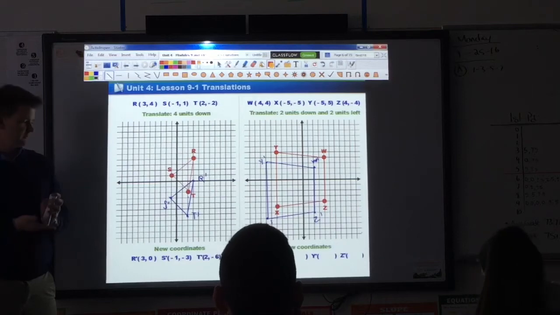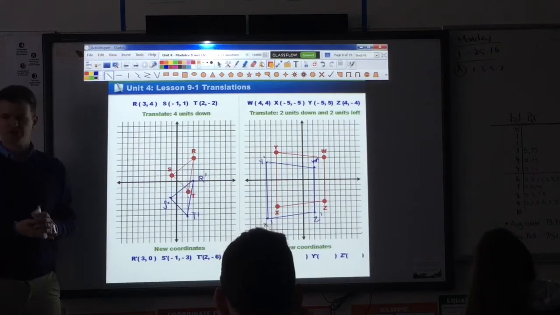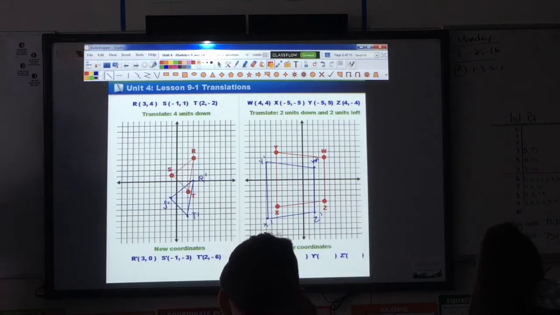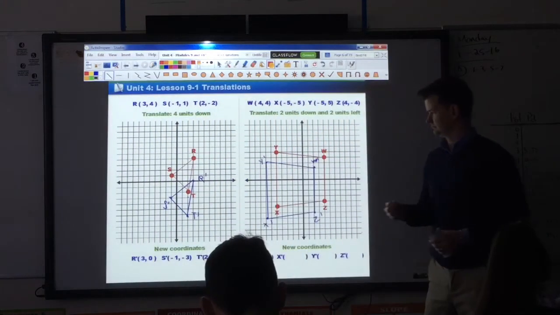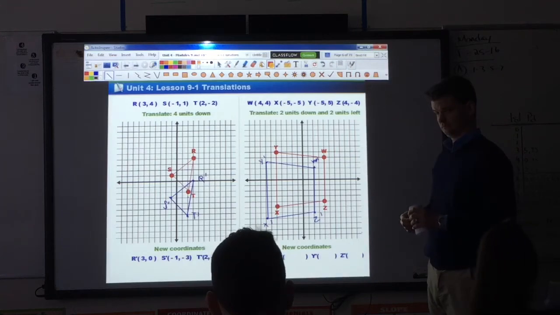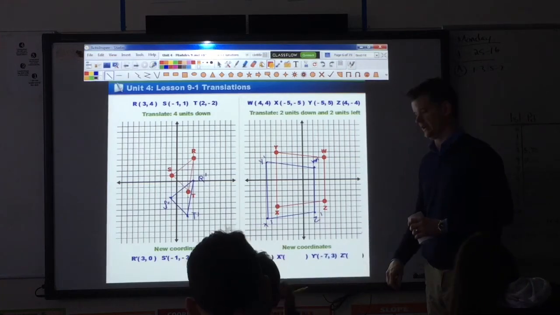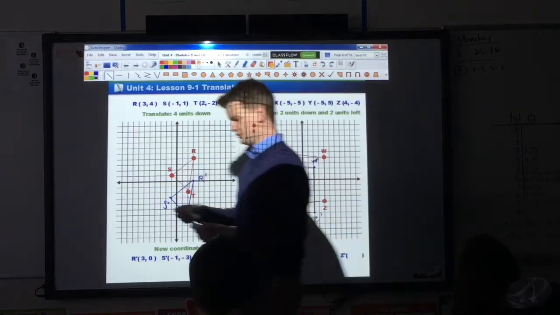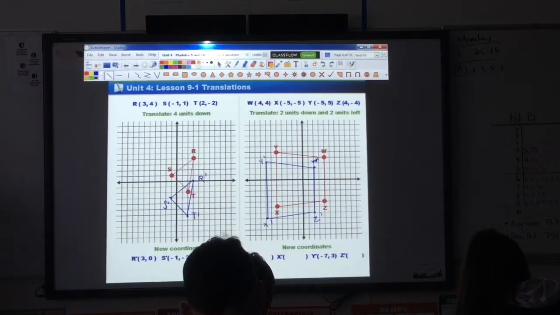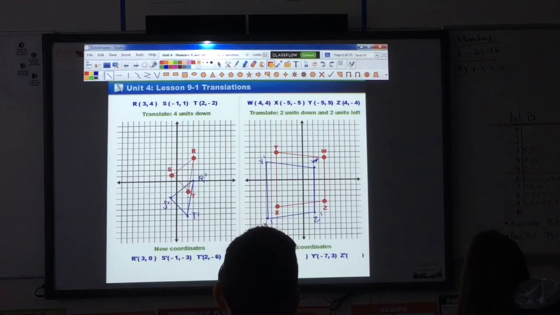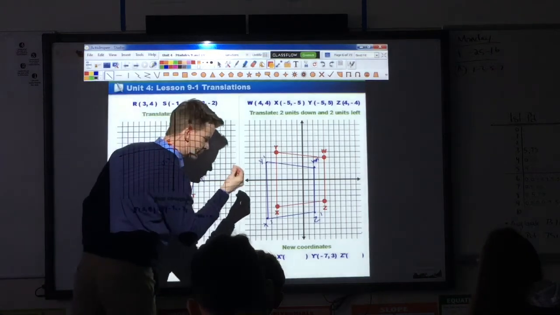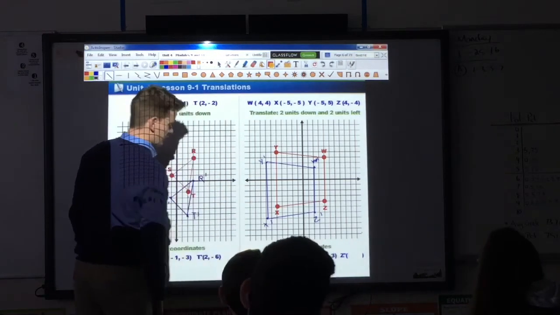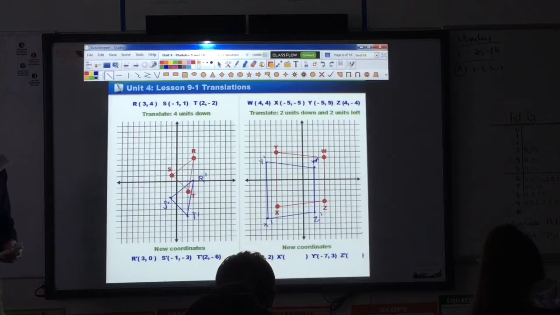Sydney, pick a letter. Which one do you want to do? W, X, Y, Z. Give me a letter. Y. What's the coordinates for Y prime? -7, 3. Sydney's got it right. Good job. First easy, pick a letter. What do you got? W. Okay, what's W prime? 2, 2. Good job.